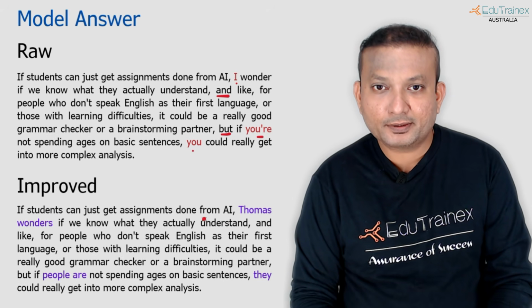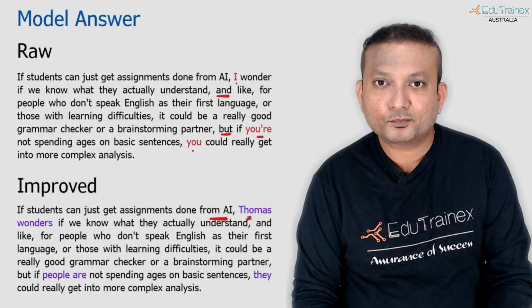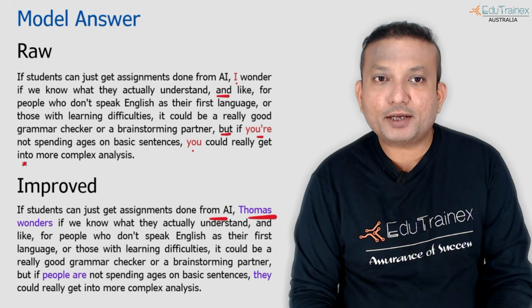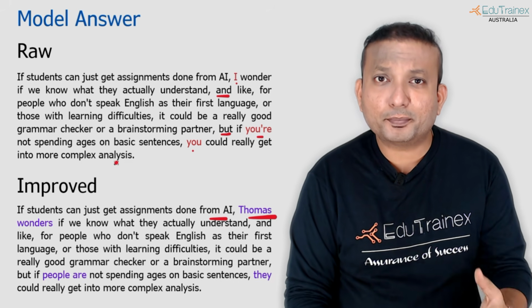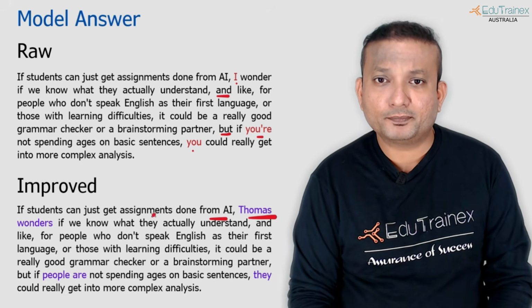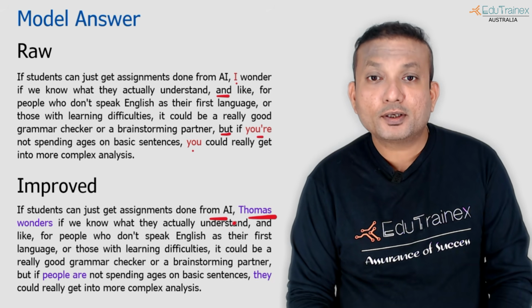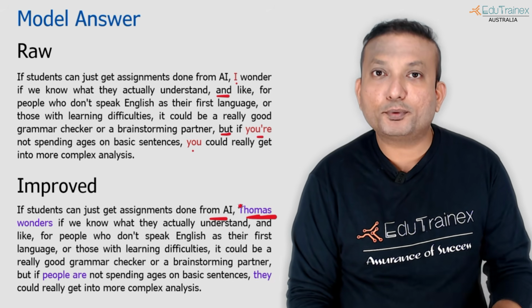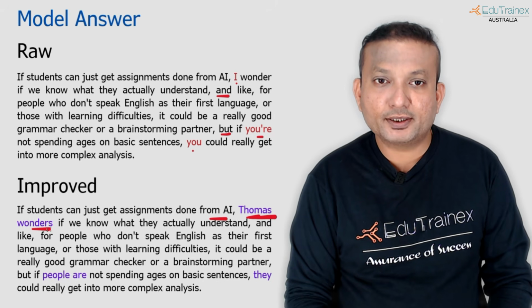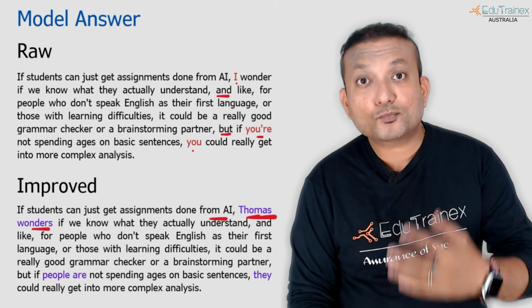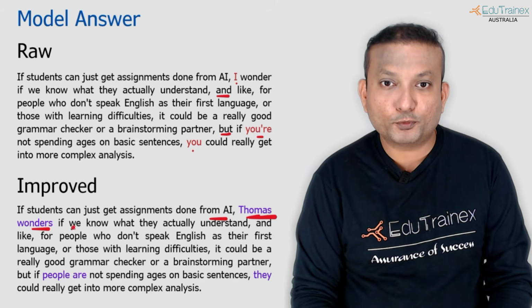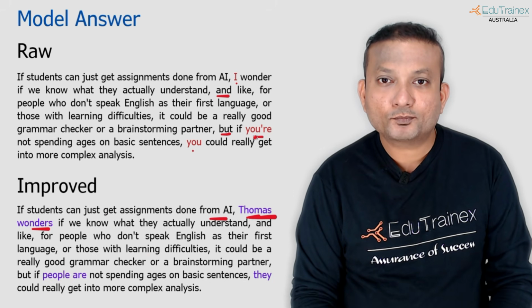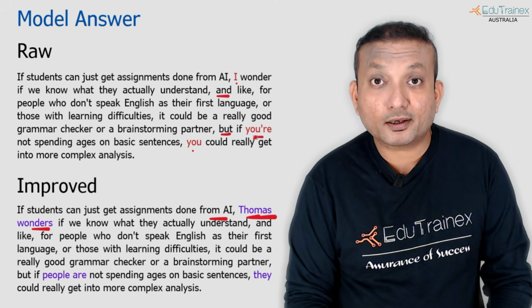So what I did was, up until here is the same, and then instead of "I wonder," we know who we are talking about, who the person is, Thomas. Okay, the first one. So instead of "I wonder," you change it to "he wonders." Instead of "he," I am putting his name, Thomas. He wonders, because Thomas is singular, so the verb will be singular. So Thomas wonders.